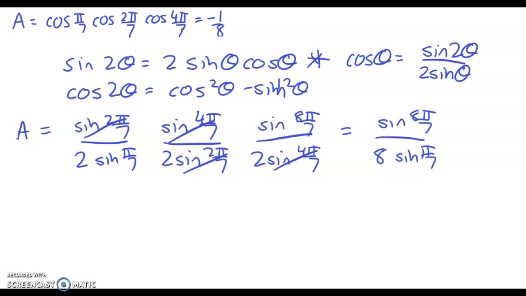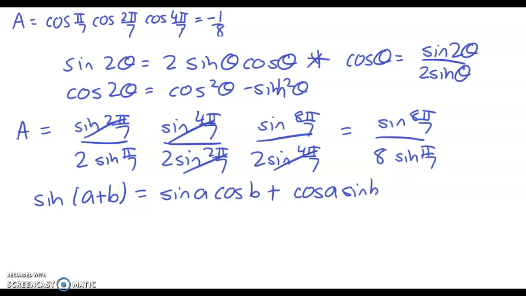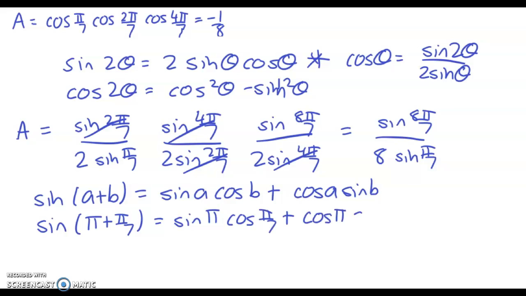To cancel further, we need an expression for sine 8 pi over 7, but we want it to cancel with sine pi over 7. So we'll use a sine addition formula. Sine A plus B is sine A cos B plus cos A sine B. And if we write sine 8 pi over 7 as sine of pi plus pi over 7, then we'll have sine pi cos pi over 7 plus cos pi sine pi over 7. This is 0 and this is minus 1.